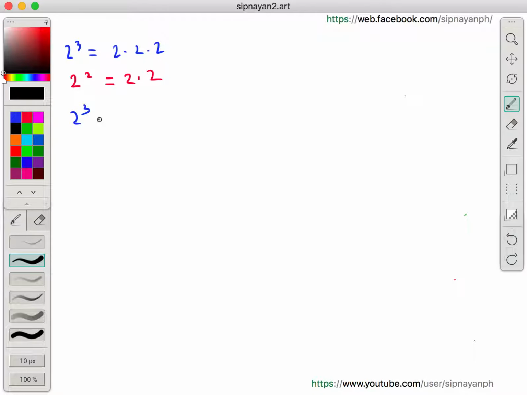So, pag minultiply natin yung 2 cubed times 2 squared, ibig sabihin niyan ay, ang 2 cubed sabi natin ay 2 times 2 times 2. So, 2 times 2 times 2. And yung 2 squared natin ay 2 times 2. So, yung exponential notation, yung base natin ay 2 at 5 factors, so 2 to the 5th. Let's try another example. So, this is example 1.